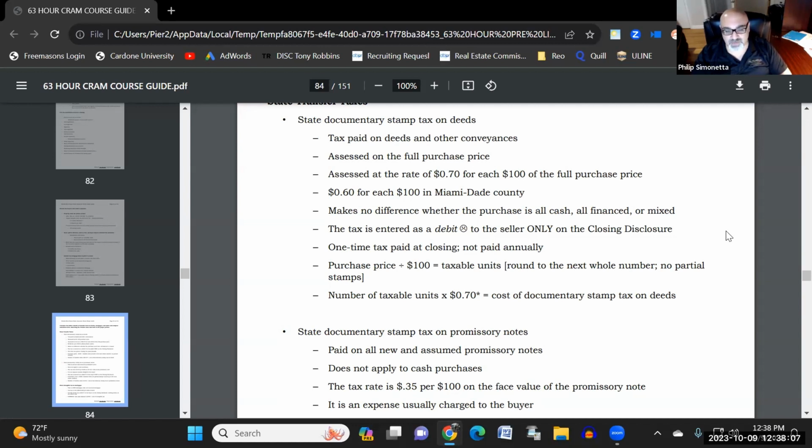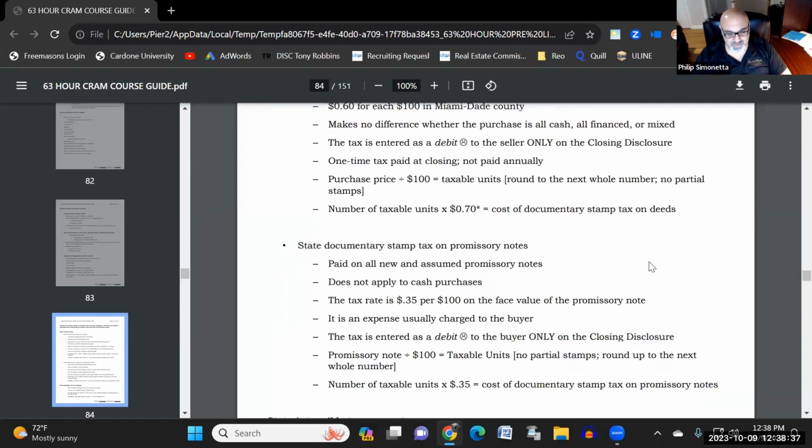It's a one-time tax paid at closing, not paid annually. The way you'd figure this out is you take the purchase price, divide it by 100. It gives you taxable units. You round it up to the next whole number, and then you multiply it by the tax rate. Take the number of taxable units and multiply it by 70 cents. If it's Miami-Dade, 60. That'll give you the cost of the documentary stamps on the tax deeds, okay?